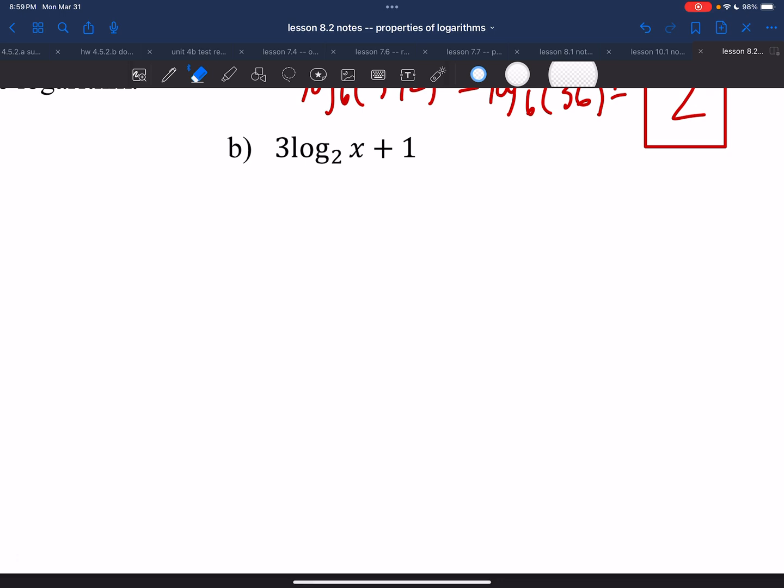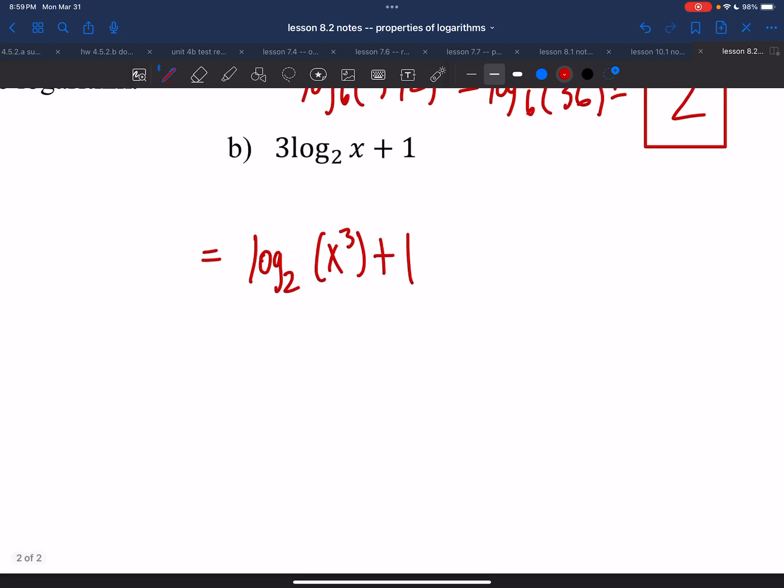Same thing, but this is a function now, which is probably more so when you would use this to change functions to play nicer with one another. Okay, so you got 3 log base 2 of x. Via the power rule, we can put that 3 on the exponent on x right there. So that's just log base 2 of x cubed.